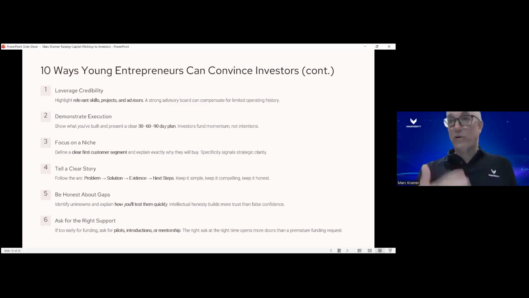Show them a 30, 60, 90-day plan about what you're planning to do, what your launch plan is going to be, how many people you're going to write to, how you're going to follow up with them, how you're going to make a presentation to help close the sales.